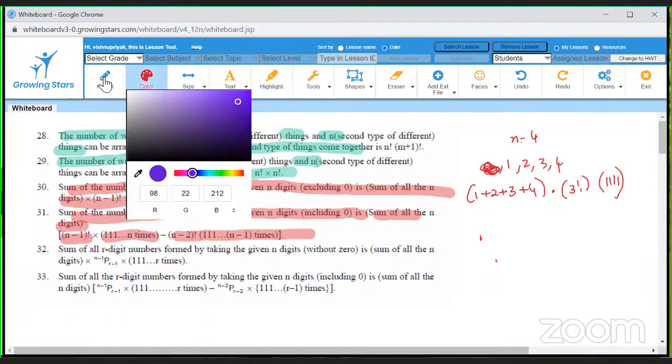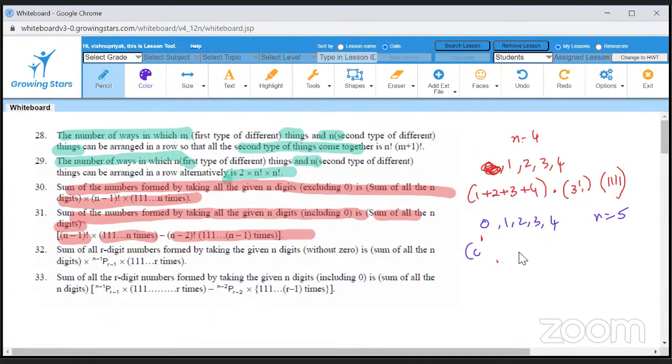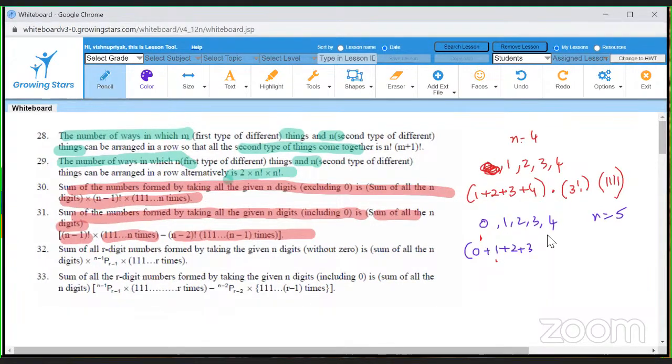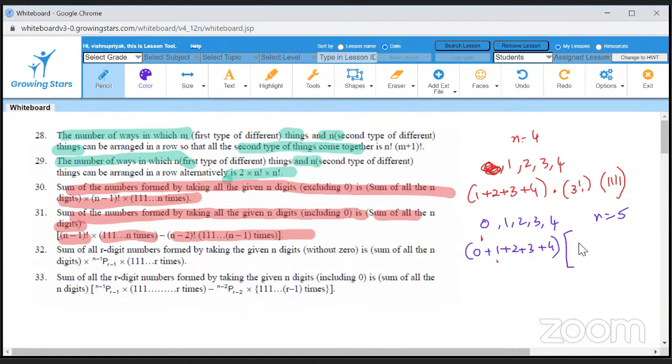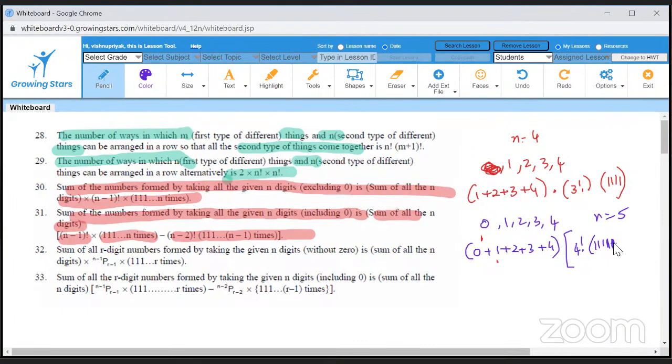What is the second case now? I'm including 0, 1, 2, 3, 4. Total 5 numbers I have. When I arrange these numbers and add them all, first I have to take the sum of all the numbers which I have. And then I have to multiply with n minus 1, 5 minus 1, 4 factorial into 1, 1, 1, up to 5 times I have to write. N is 5, so I will write 5 times.